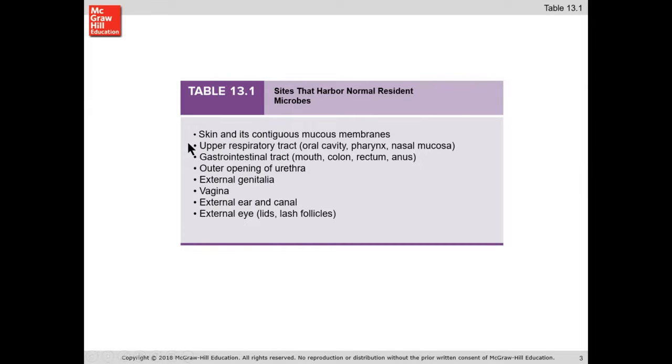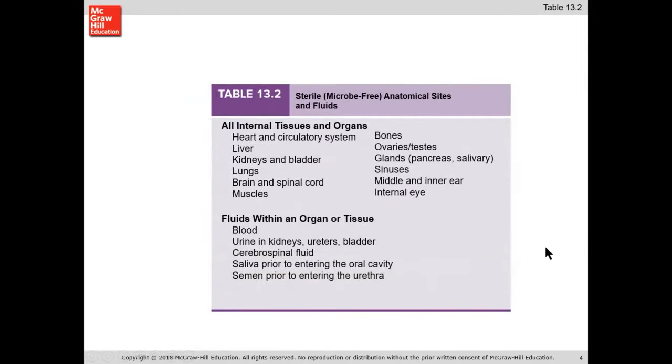So skin, upper respiratory tract, digestive tract, the opening of the urethra, so just the end part of the urinary tract, external genitalia, that goes with skin, but then internal, here we have the vagina, external ear and canal, like that's where you would use a Q-tip, and external eye are all normal places where we're going to have bacteria all the time.